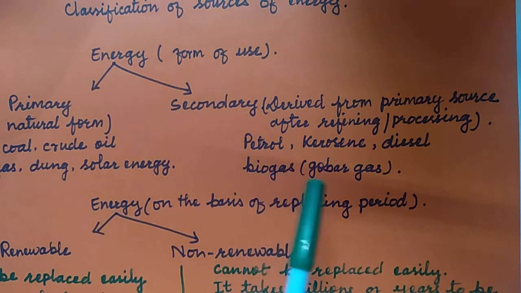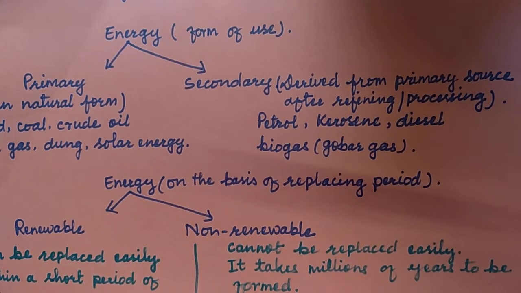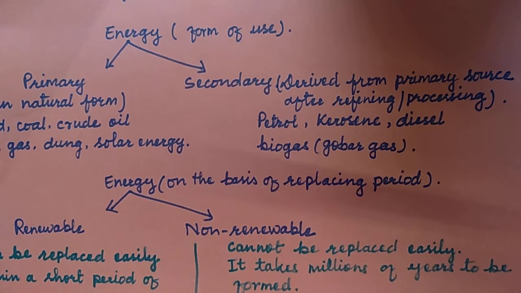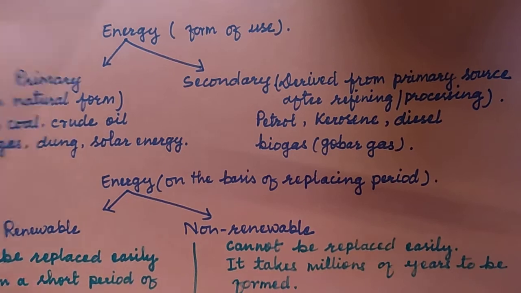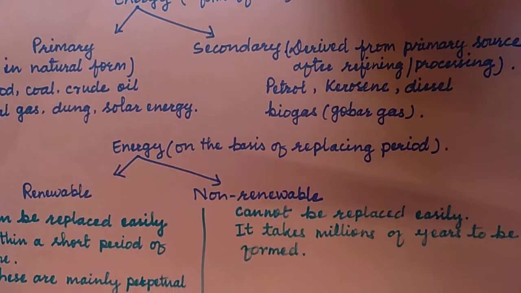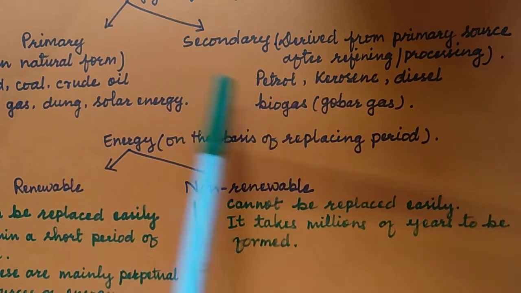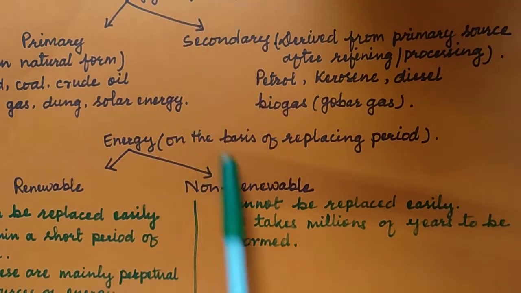So biogas, which is gobar gas, is obtained from a gobar gas plant. In gobar gas, dung of animals, agricultural waste, and organic waste are made to decay, that is fermentation in the presence of bacteria, and gases are produced. So these are the different forms of energy on the basis of form of use.